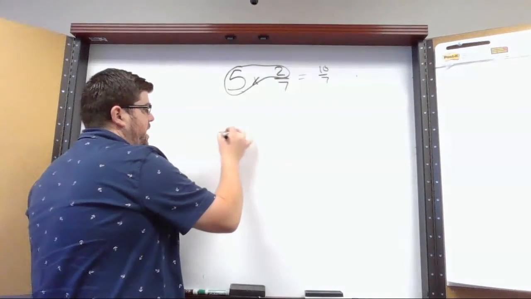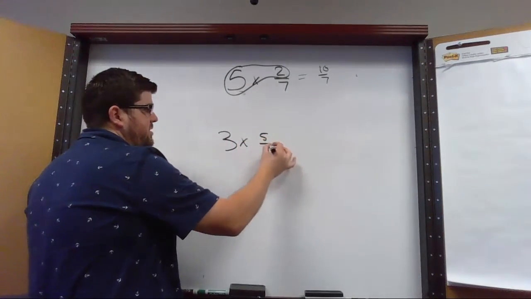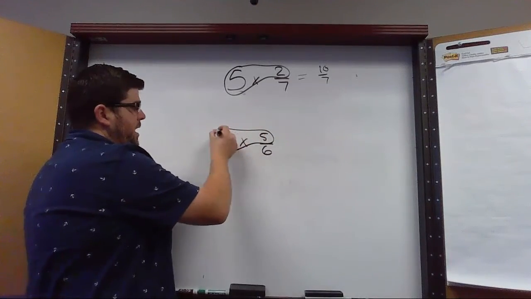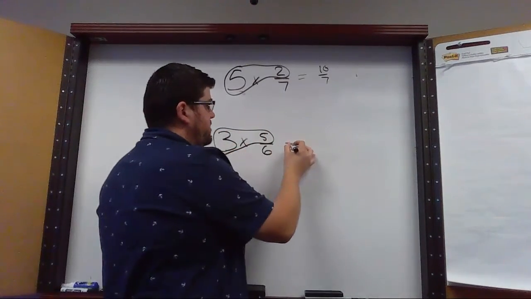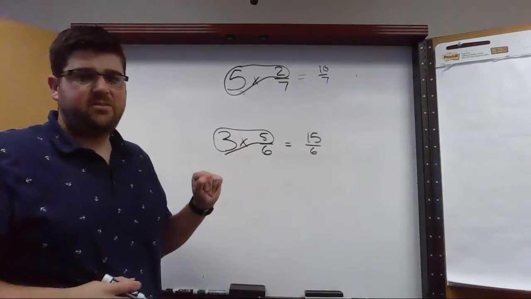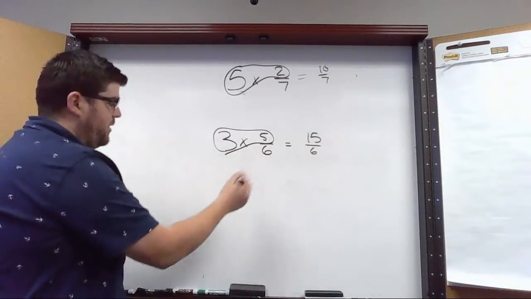So let's try another one. Let's try 3 times 5/6. So same thing. I'm going to take the whole number and I multiply it times the numerator to equal 15/6. 3 times 5 is 15, and then I keep the 6 for my denominator. All right, let's try one last one.